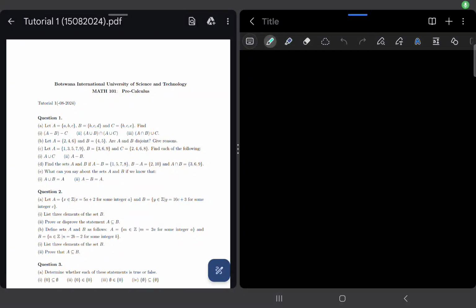Now we turn our attention to tutorial 1. We want to quickly go through the solutions and we see how it goes. So let's start with it. Question 1. We start with question 1 and we do the first one, which is A.